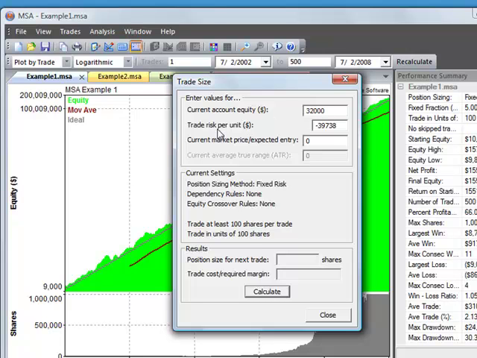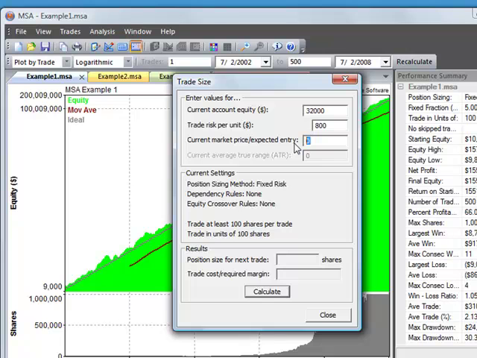Now if you're using a fixed fractional position sizing method, you'd also have to enter the trade risk. In this case it's a stock trading system, and we've selected the option to trade in units of 100 shares per unit. So the risk is entered per unit, that's per 100 shares. Risk can be entered either as a positive or negative number.